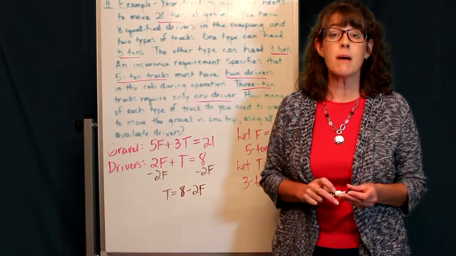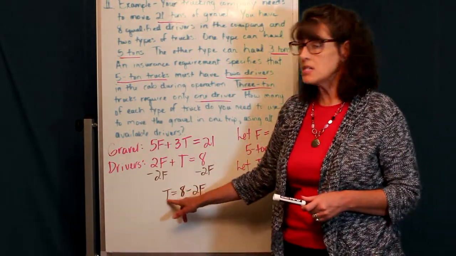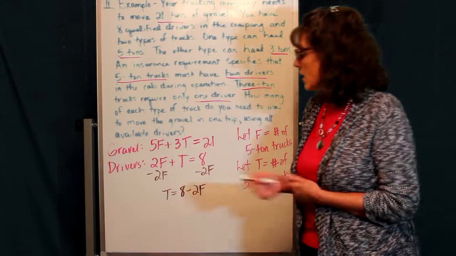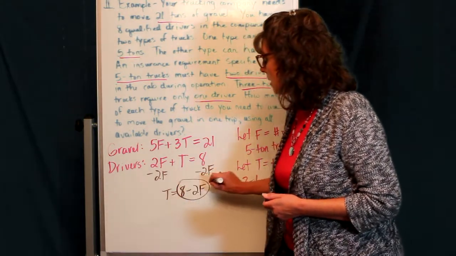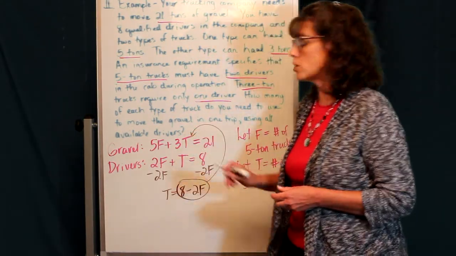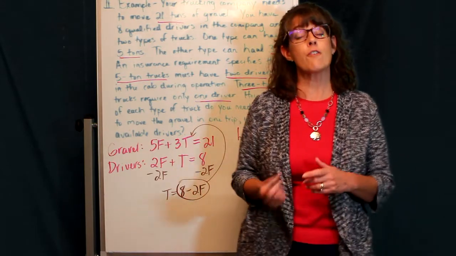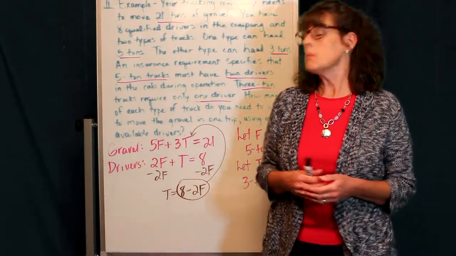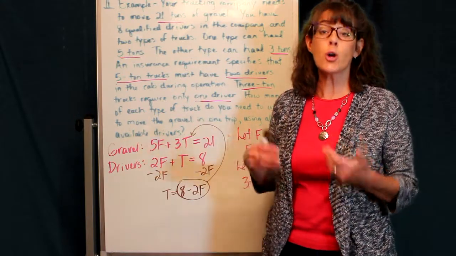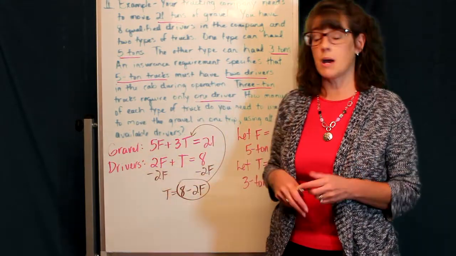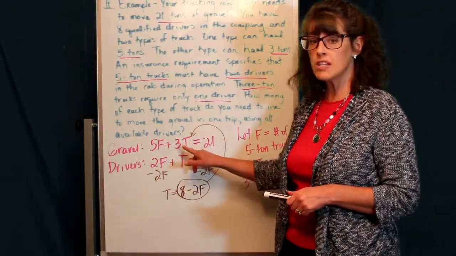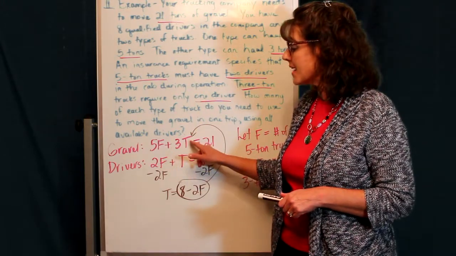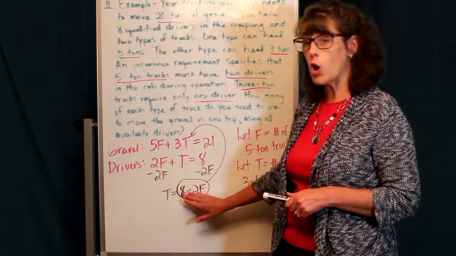The nice thing about this is that wherever I see a T, I'm going to plug this in its place. Remember, always plug into the other equation, always into the other one. Never plug into the one you just rearranged, because if you plug back into this one, you are creating the same line every single time. So when I plug it into this one, it was 3 times T. Now it's going to be 3 times all of this.